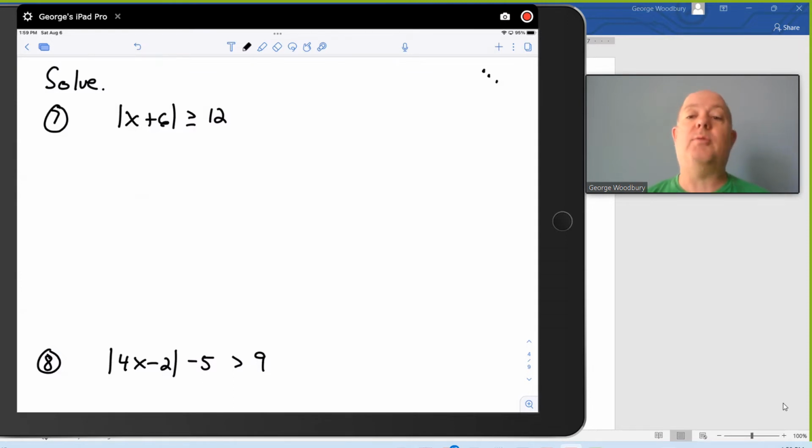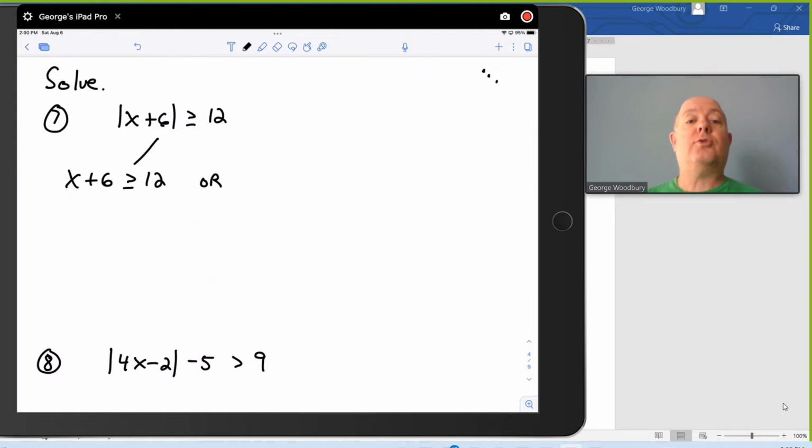to solve absolute value inequalities where the absolute value is greater than a positive number. Like in problem 7, we have absolute value of x plus 6 is greater than or equal to 12. Think about what types of numbers have absolute values that are greater than or equal to 12. Well, big numbers, right? Numbers that are greater than 12, that's one type of number that does that. So when we split this into two inequalities, one of our inequalities will be x plus 6, the expression inside the absolute value, being greater than or equal to 12.